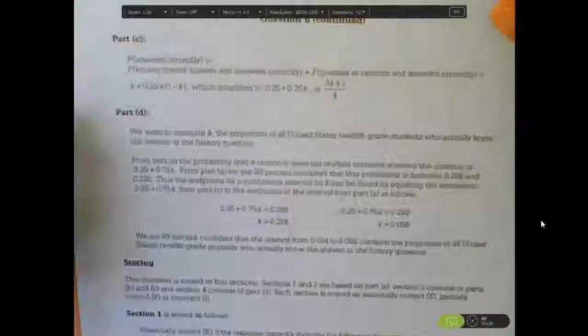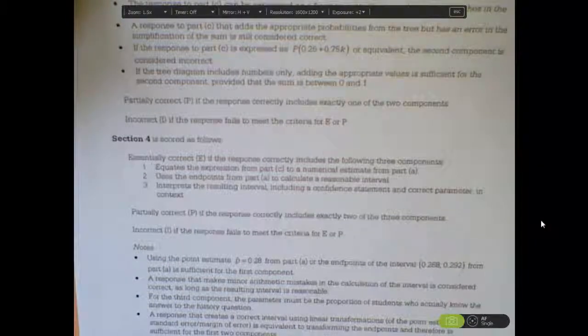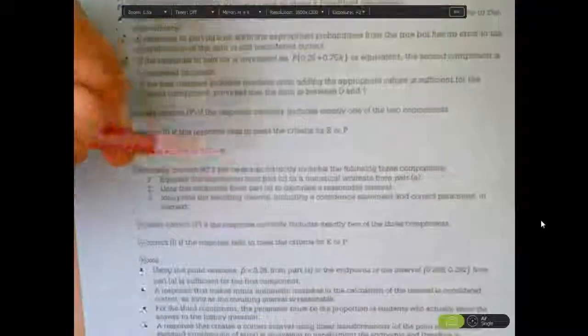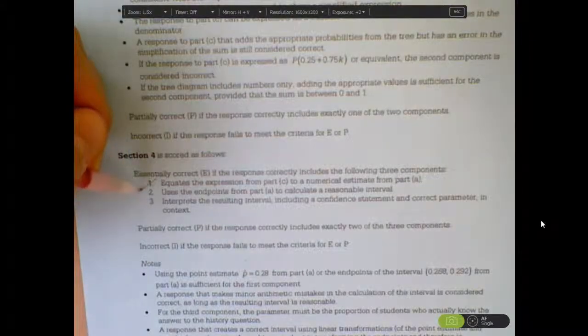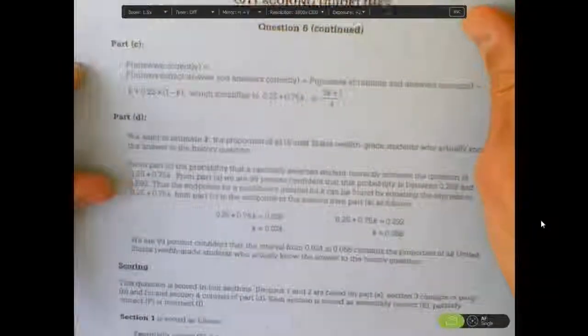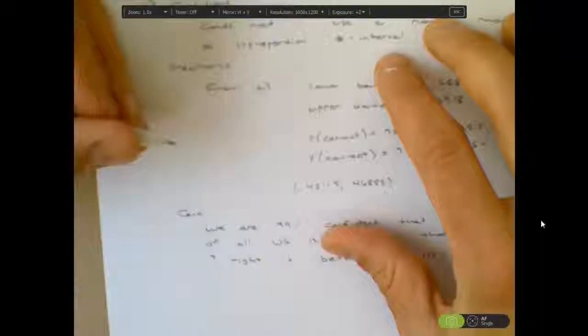Okay, so as far as the scoring goes, I'm not sure what I'm going to earn here. Equates the expression from part C to a numerical estimate in part A. So I didn't set it equal. I did not do that. Uses the endpoints to calculate a reasonable interval. I did use the endpoints. I think I did that, and I interpreted it correctly. All right. So I did two of the three things. I believe this would earn a P, maybe an I, definitely not an E.